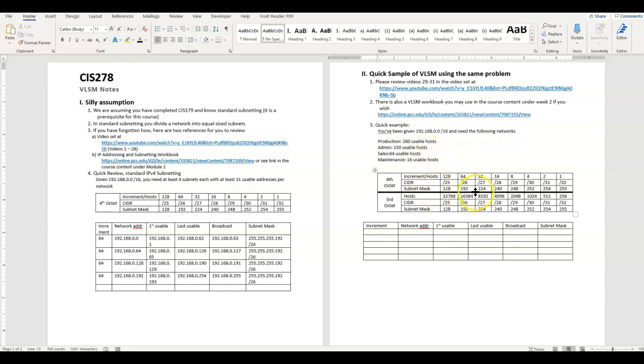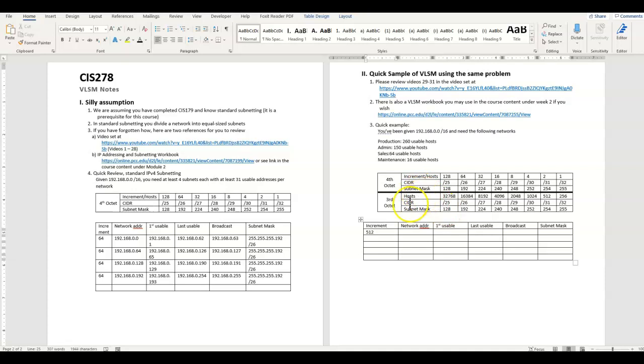So in order to get 260, the number of hosts, remember, is in this first column here, and 128, well that's not enough. So let's go down to the hosts in the third. 256, that's not enough for 260. 512 certainly is. So my first increment is going to be 512.